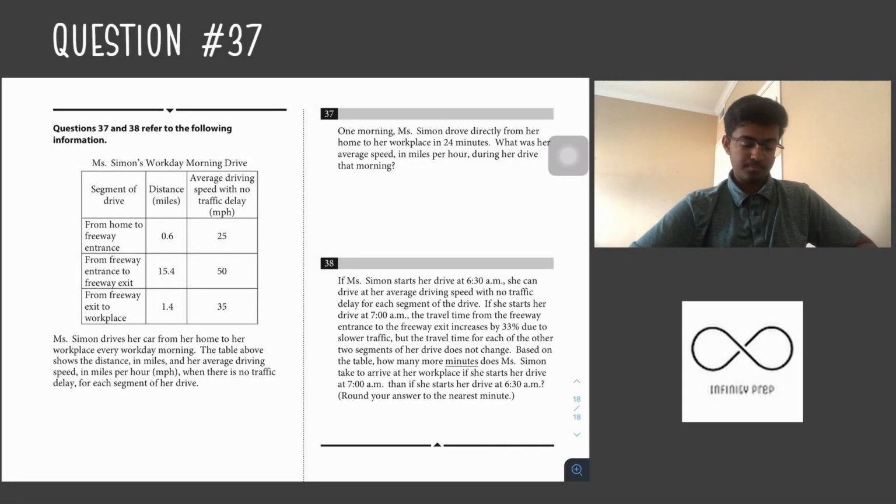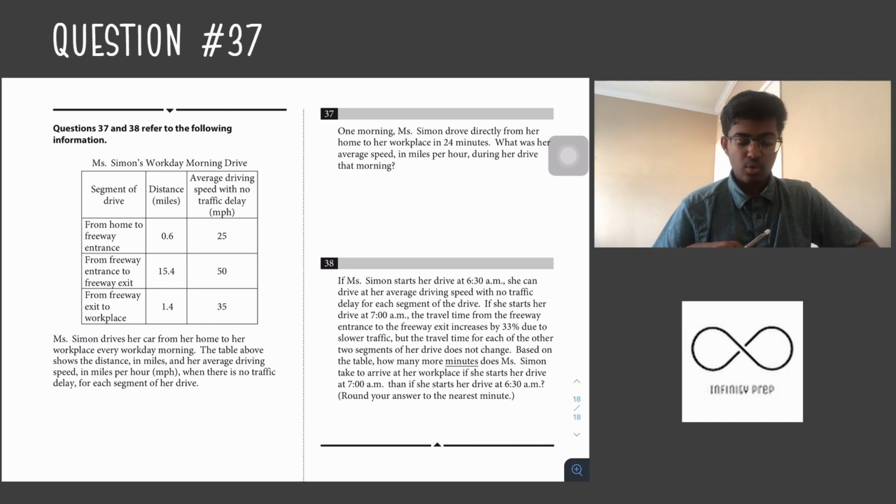Question number 37. Let's first look at the information before reading the question. It says, Miss Simon drives her car from her home to her workplace every workday morning. The table above shows the distance in miles and her average driving speed in miles per hour when there's no traffic delay for each segment of her drive.